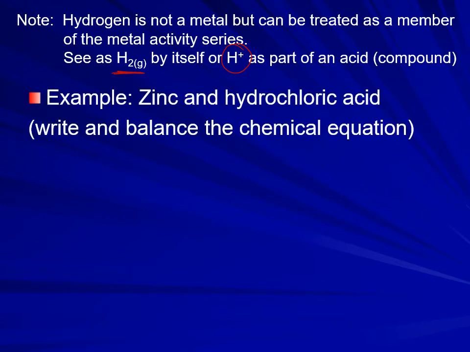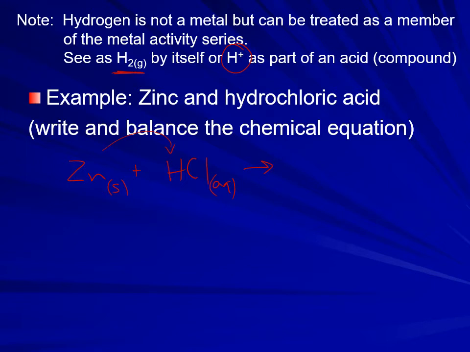So for example, if we had zinc reacting with hydrochloric acid. Zinc, being a metal, if it's by itself, is going to have to be a solid. And in this case, hydrochloric acid, as with all acids, is going to be aqueous. And notice that we don't have a metal per se in hydrochloric acid, but we do have this hydrogen ion, which is a positively charged cation. So if the reaction is going to occur, it'll be the zinc replacing the hydrogen in HCl.